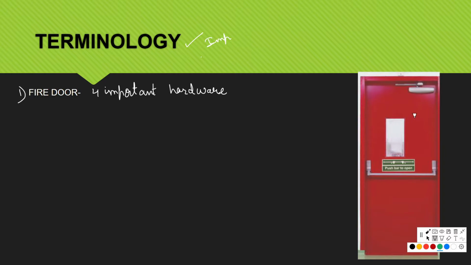So first is this glass. This is see-through glass, so that you can check through the glass in case there is fire in that particular area before opening the door. Second is this push bar to open. It's also called a panic bar.